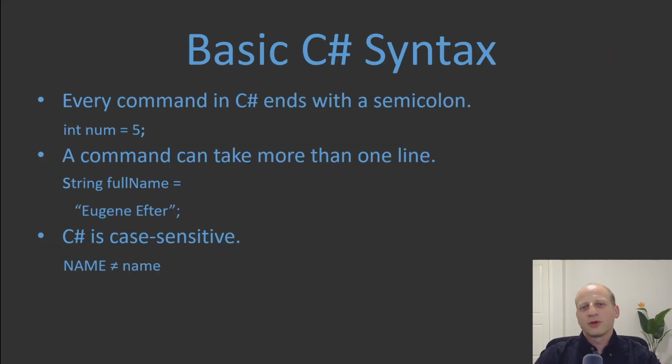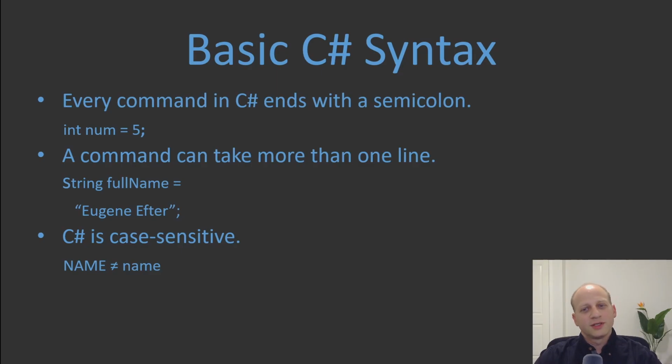First, let's talk about a few basic syntactic rules. Every command in C# ends with a semicolon. This tells the compiler where the command finishes when translating the program for execution. A command can take more than one line. This is actually a consequence of the previous rule, since until you add a semicolon, you are actually writing the same command.